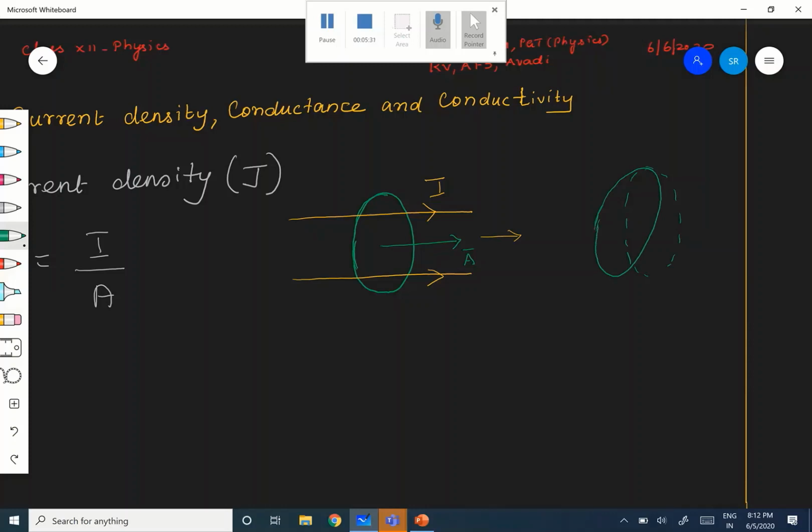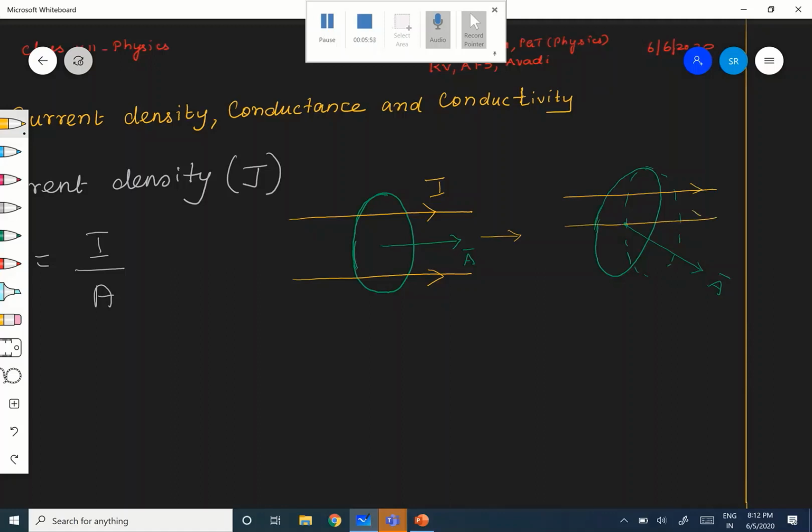Are you following? Now you tell me what should be the area vector. Definitely it will be different. The area vector is always normal to the area, therefore this will be the area vector. But the current direction is the same. What is the direction of the current? The current direction is like this.